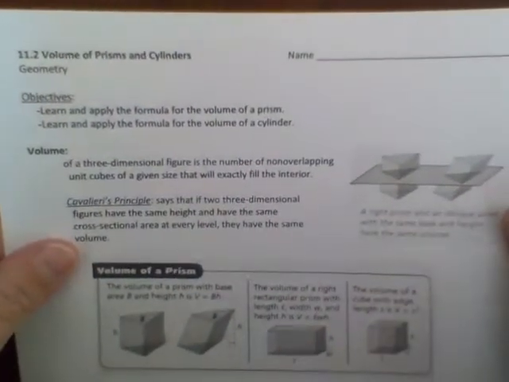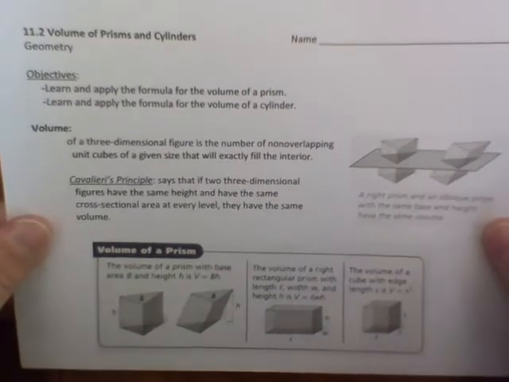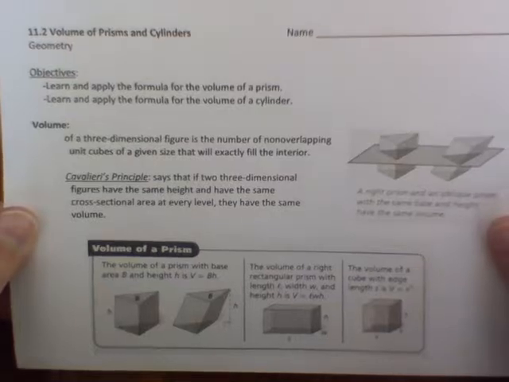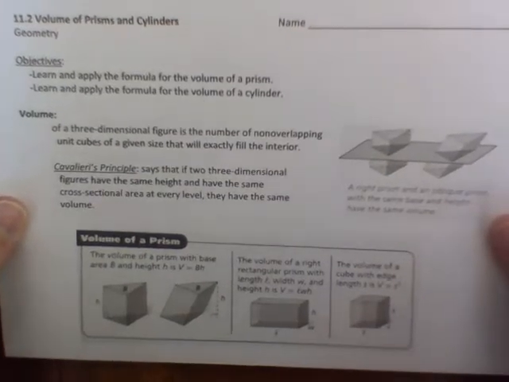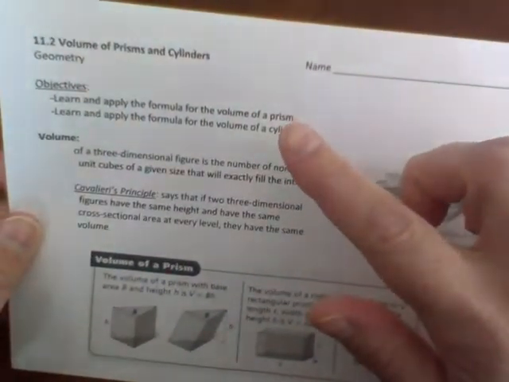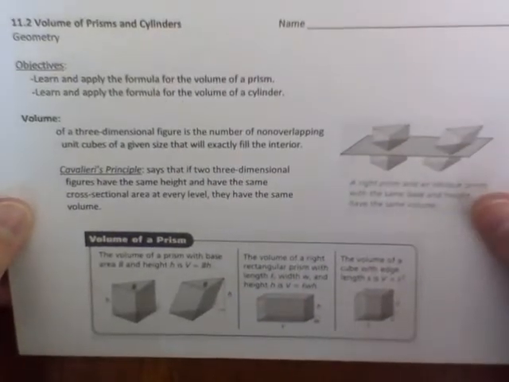All right, so here we are with 11.2, volume of prisms and cylinders. So our objective today is to learn and apply the formula for the volume of a prism and learn and apply the formula for the volume of a cylinder. Basically, the entire thing of this is finding the area of the base. So in a prism, that's going to be any shape that it is. In a cylinder, it will be a circle, and then multiply by the height.